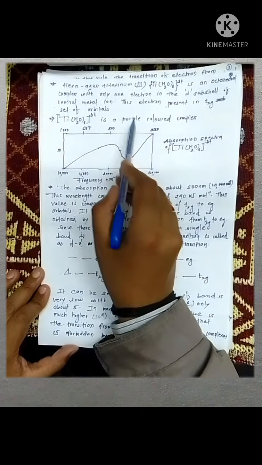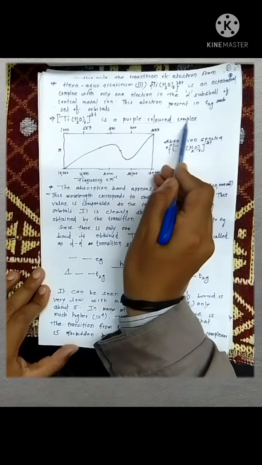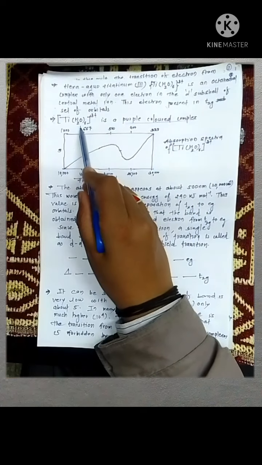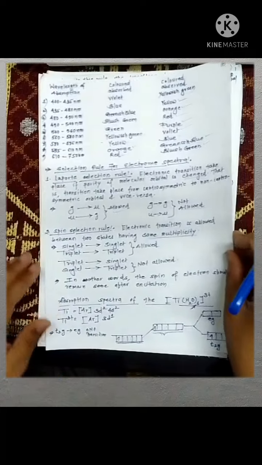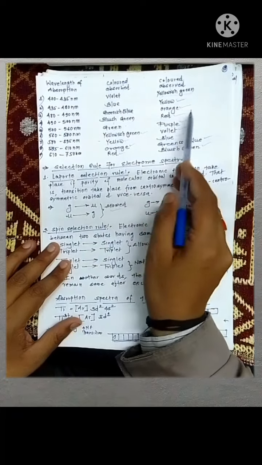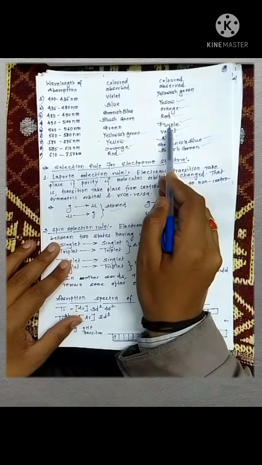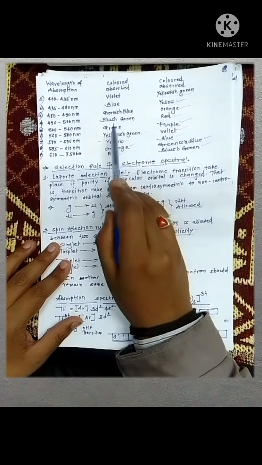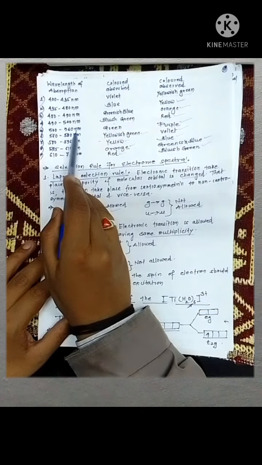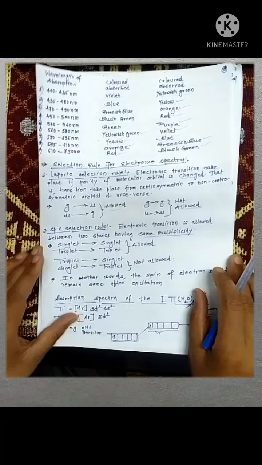Hexaaquatitanium(III) is basically a purple color complex. Now it is important, it is a purple color complex. It simply means that the color absorbed by this complex is green. So just see here, if it is a purple color complex, the color absorbed by the complex is green, and it comes nearly at the 500 to 560 nanometer region.